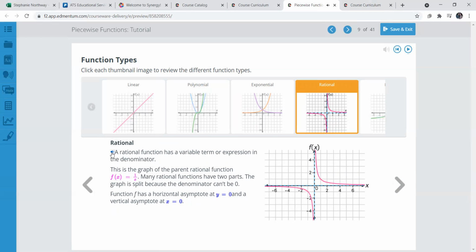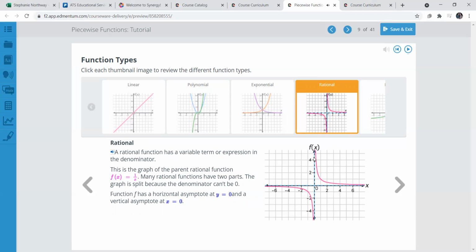A rational function has a variable term or expression in the denominator. This is the graph of the parent rational function f of x equals 1 over x. Many rational functions have two parts. The graph is split because the denominator can't be 0. Function f has a horizontal asymptote at y equals 0 and a vertical asymptote at x equals 0.